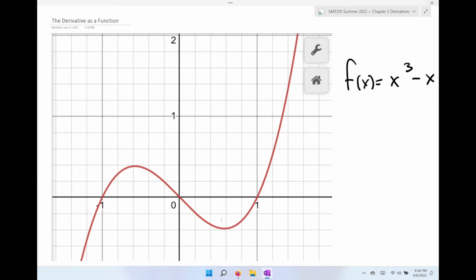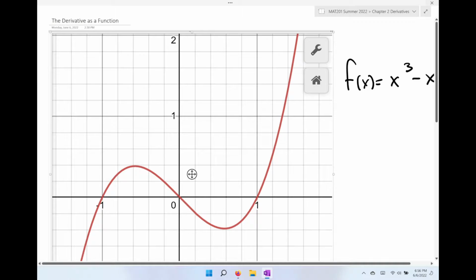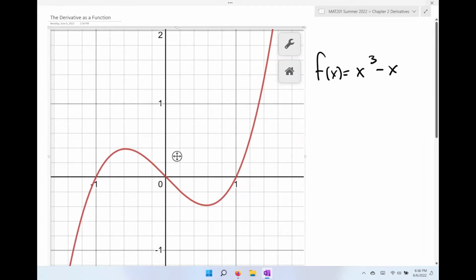Okay, so for this first example, I graphed f of x equals x to the third minus x. Now, there are two extremely important points. In fact, we call them critical points on this graph, and they are right here and right here. So I'm going to go ahead and tell you that the derivative of this function equals 3x squared minus 1.